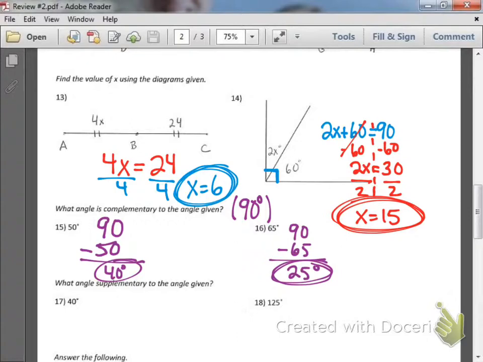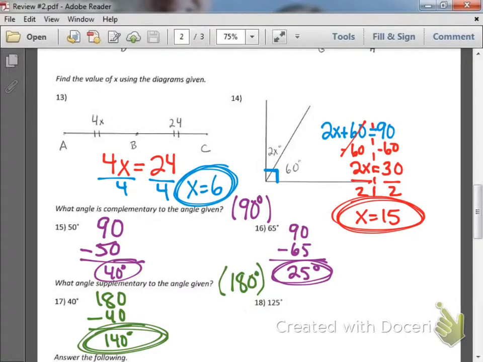What's supplement? 180. Good. Same setup, but now it's 180. So you're going to do 180 minus the 40. Careful. 140. You forgot the 1. Oh, you're right. And same thing back here. 180 minus 125 is what? 55. 55.